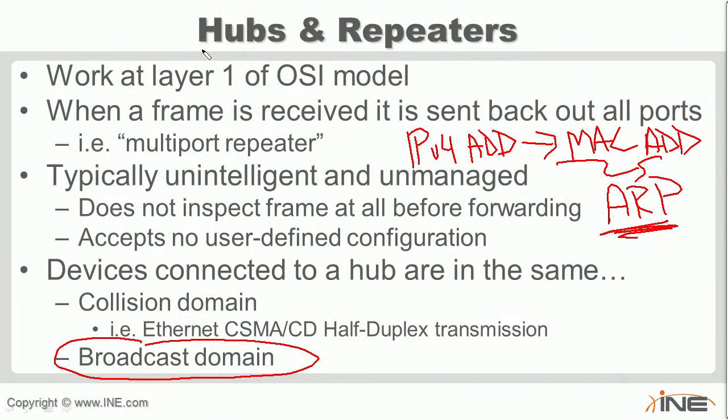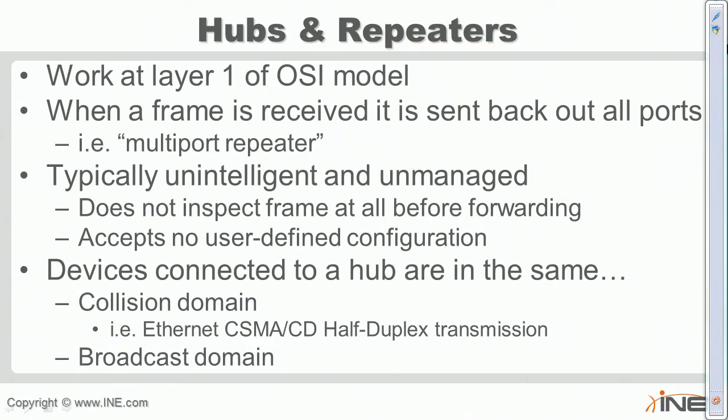So in the case of the hubs and the repeaters, not only are they sharing the same physical wire, which means they're in the same collision domain, they're also part of the same logical layer 2 network, or they're part of the same broadcast domain.